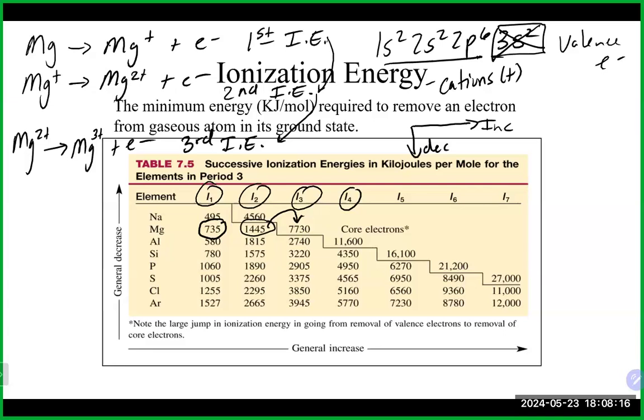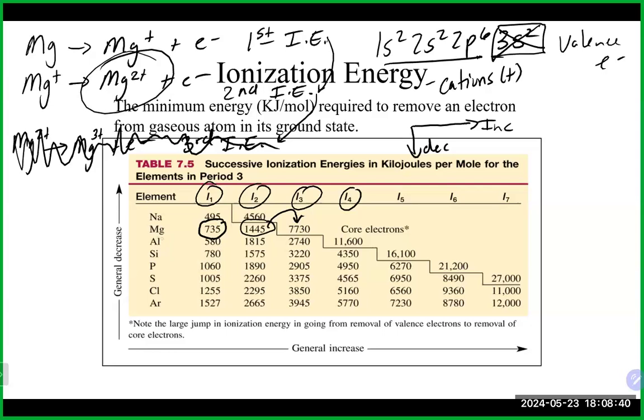And good luck with that. It's pretty much not going to happen energy wise because they're too close to the nucleus. They're held too tightly. It's just not energy efficient to do so. That's why when we think about magnesium, it is not a +3. It stops right there at +2, as that is the last valence electron, and that's the last one that's easier to remove before you get to those core electrons.